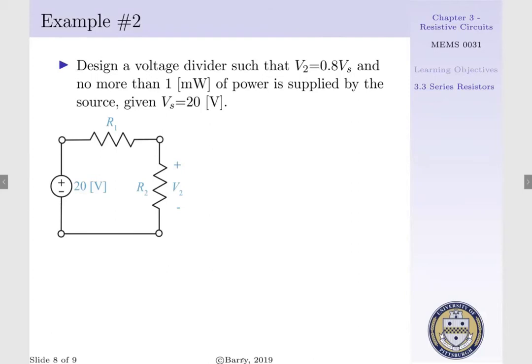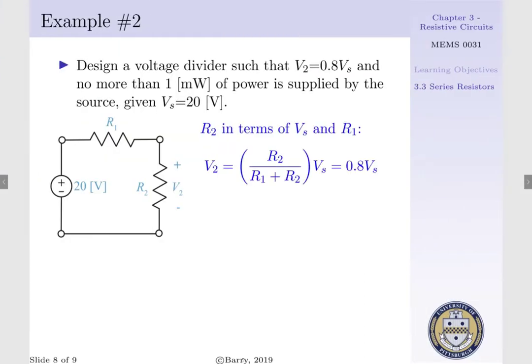In example 2, we want to design a voltage divider such that V2 is equal to 0.8 Vs and no more than 1 milliwatt of power is supplied by our voltage source, given our source voltage is equal to 20 volts. To begin, we want to express R2 in terms of Vs and R1.